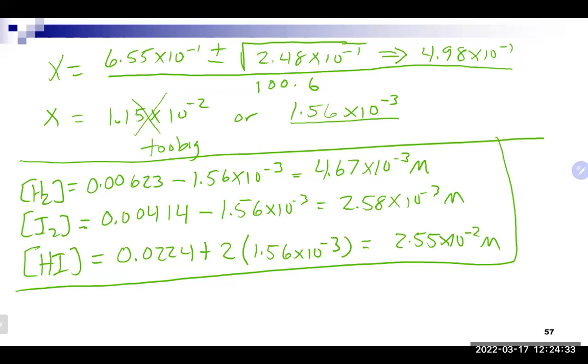Again, if we take those values and put them into our equilibrium expression, that would be 2.55 times 10 to the minus 2 squared divided by 4.67 times 10 to the minus 3 divided by 2.58 times 10 to the minus 3, which gives us a K value of about 54, which is pretty close to 54.3. So I feel relatively confident I didn't screw up somewhere.